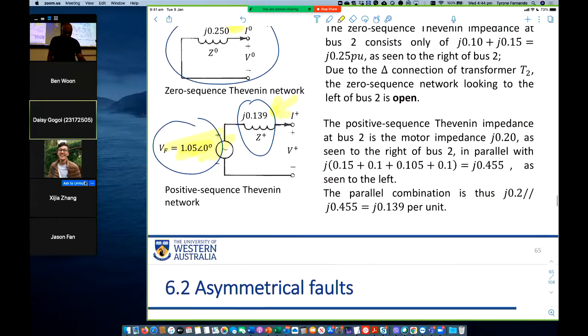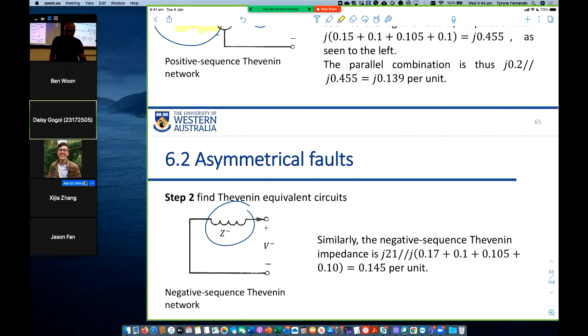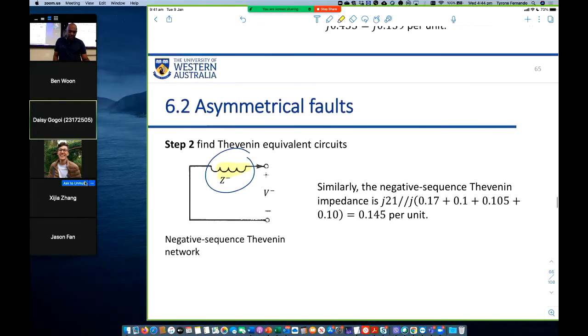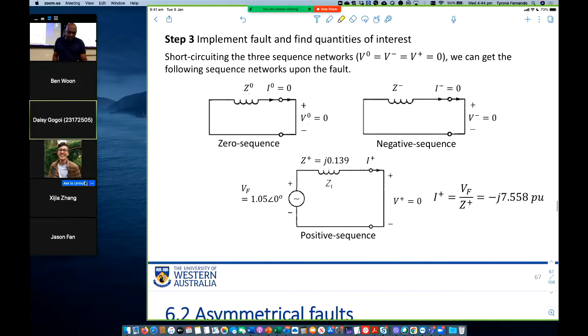Okay, and the negative sequence circuit, you simply find the Thevenin equivalent impedance, right? At the terminal where the fault is going to occur. So we have these three circuits. These are the Thevenin values that we've computed. And this is the voltage source. This is the internal voltage of the source connected to the terminal where the fault is going to occur.